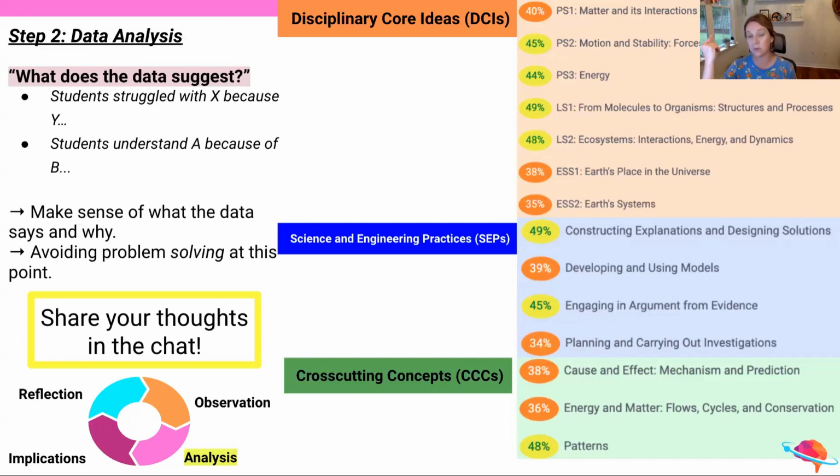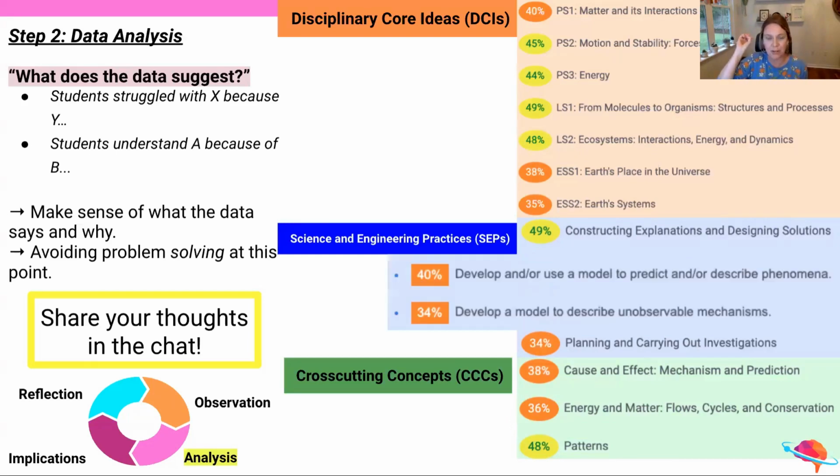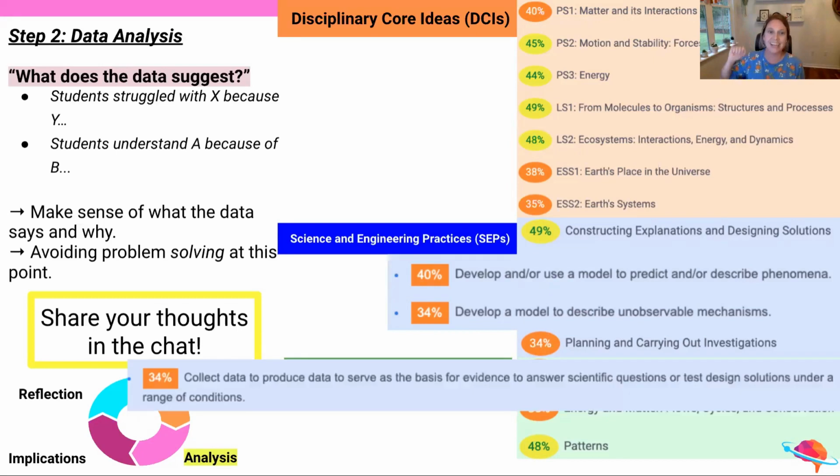A piece that I want to add too, I did add some element screenshots to this, Brendan, if you do want to uncover those, to throw in another little piece of data. I hope we're not stepping on some of your thoughts here, but I wanted to show you some really interesting data points. So for the modeling SCP, there were two elements of this standard being assessed. The first one is a little bit more generic: develop and use a model to predict or describe phenomena. But the second one is super interesting: develop a model to describe unobservable mechanisms.